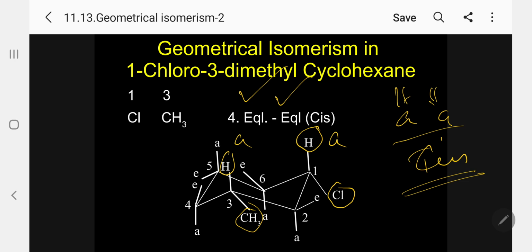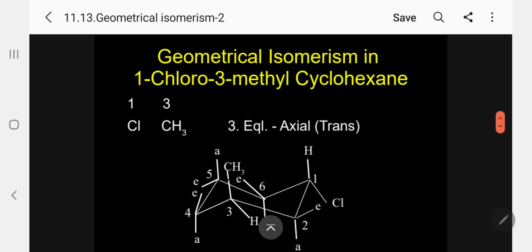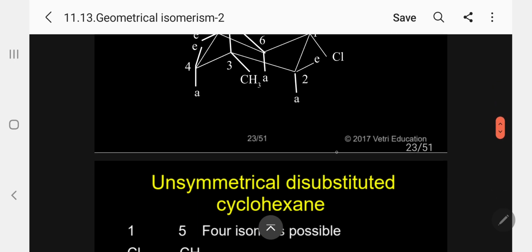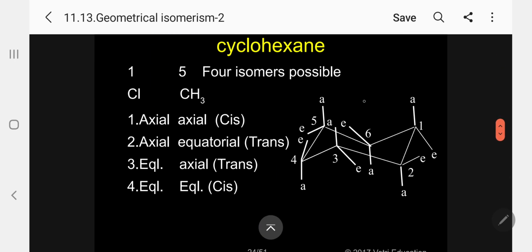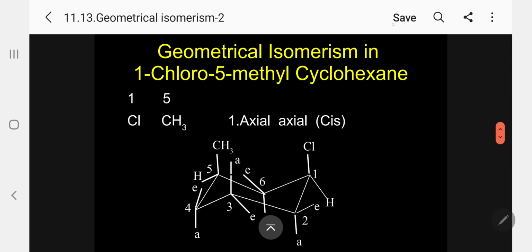1, 3 is just opposite to 1, 2. Kindly follow. If you memorize this, you can easily memorize 1, 2 and 1, 3. If you memorize everything, you can solve the problem. In the same way, I can say that for 1, 5 also, four isomers are possible, which are exactly identical to those of 1, 3.